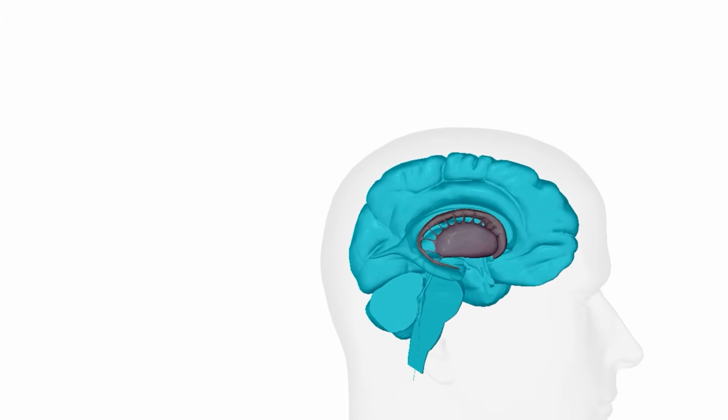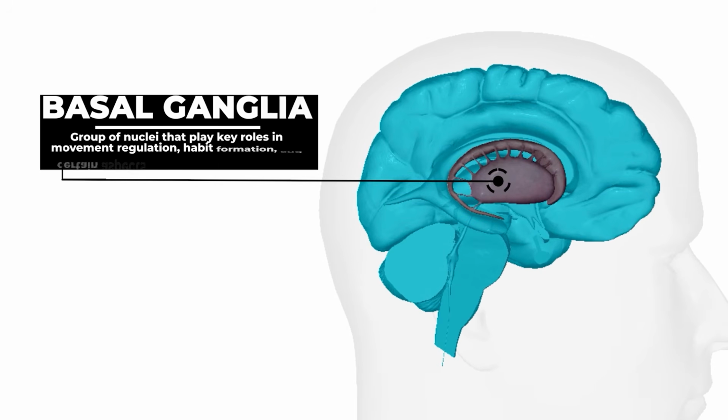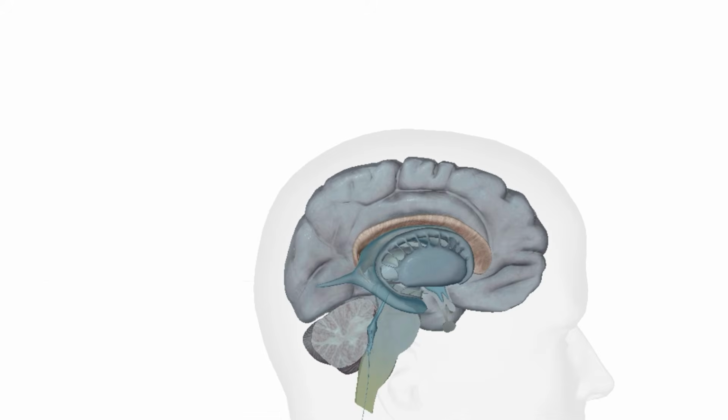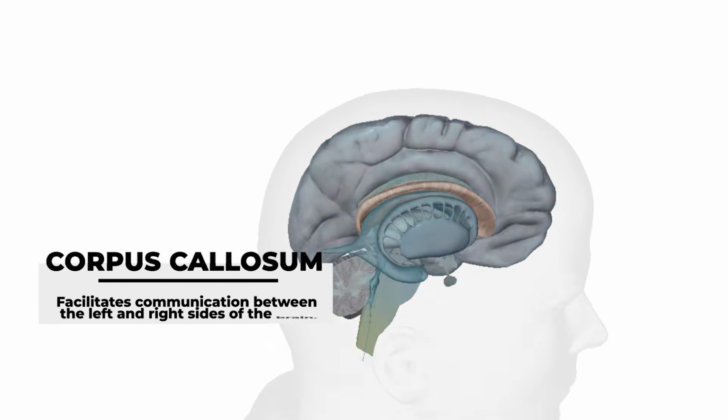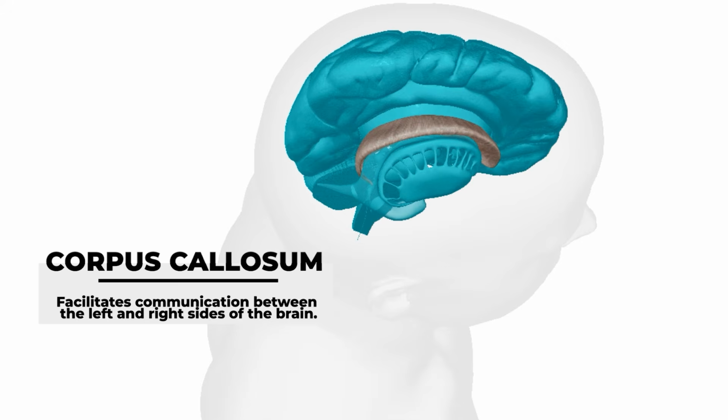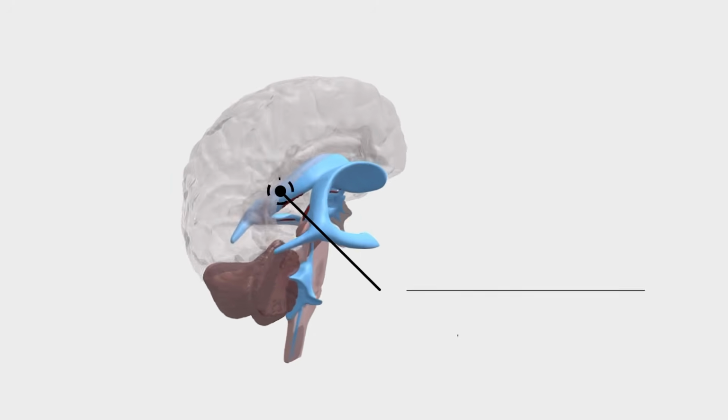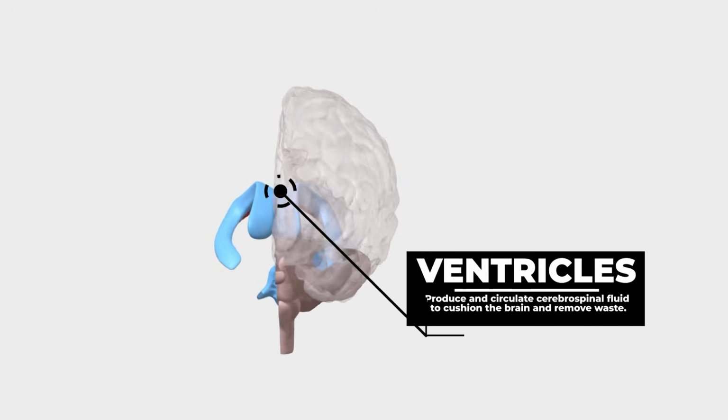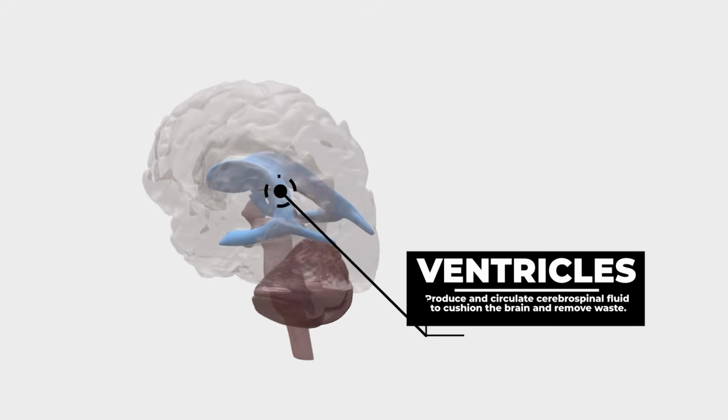Basal ganglia: a group of nuclei that play key roles in movement regulation, habit formation, and certain aspects of cognition and emotion. Corpus callosum: facilitates communication between the left and right sides of the brain. Ventricles: produce and circulate cerebrospinal fluid to cushion the brain and remove waste.